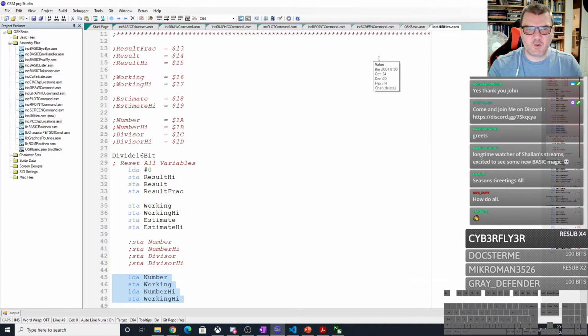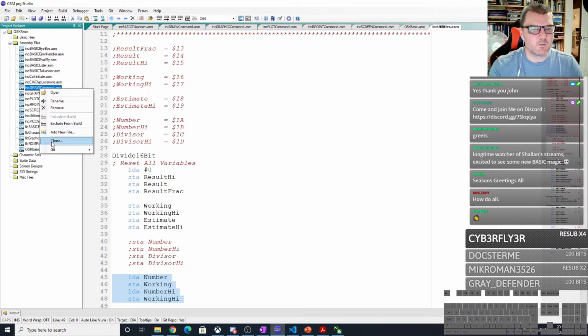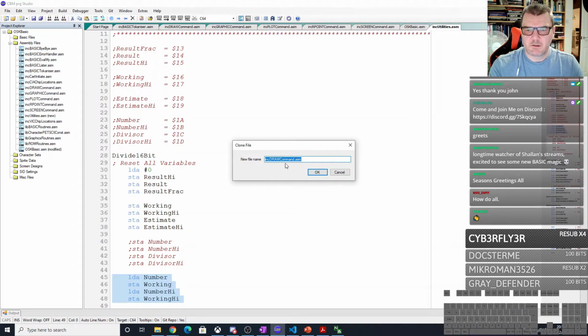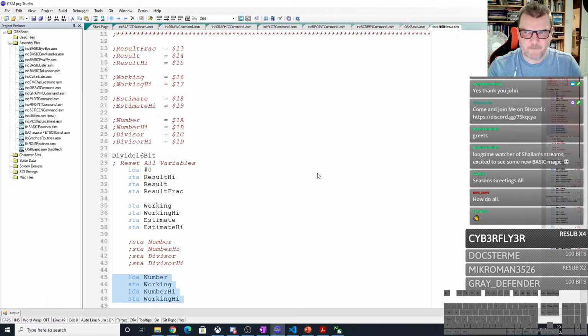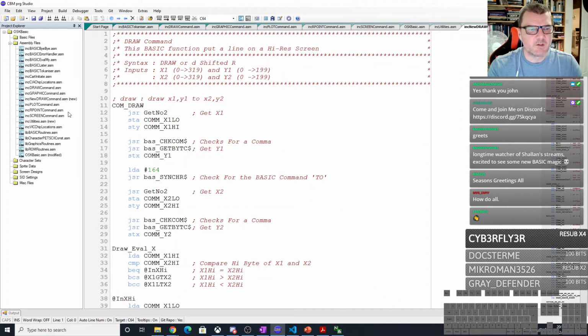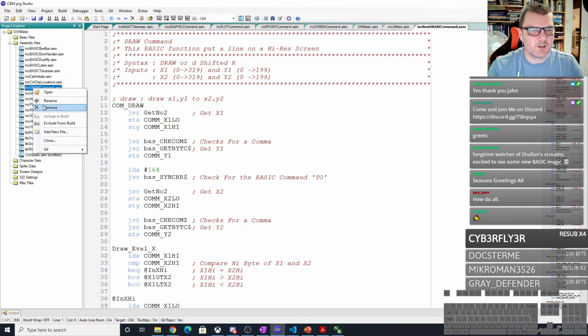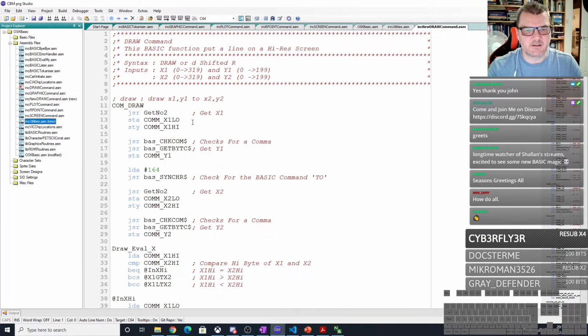Now how we're going to incorporate it, let's copy this, clone. And so this is the new draw command. There we go. So where's the draw command? There. Let's close that down and we will disable. We will exclude from project. There we go. Right, so that's now CVM will not look at that now at all.